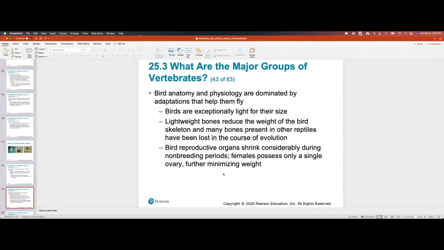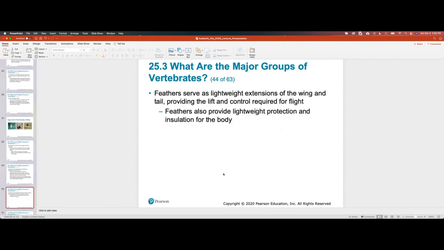They're going to be lightweight for their size. That's accomplished via lightweight bones. And then they have other adaptations such as shrinking their reproductive organs when they're not breeding to further minimize weight. Feathers, in addition to certain kinds aiding in flight, are also really good at insulation for the body.